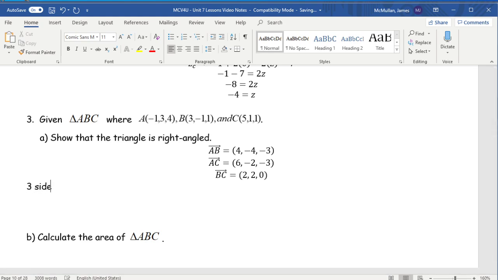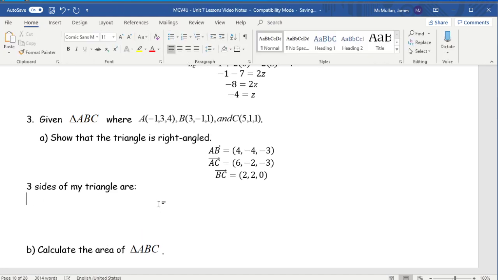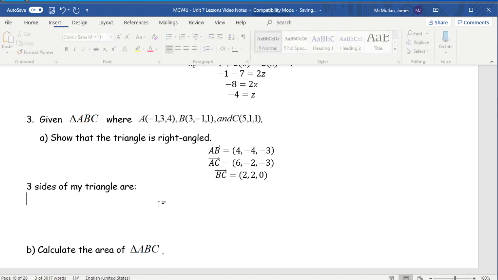So the three sides of my triangle are, okay, what are the three sides of my triangle? So again, let's just do this mentally.